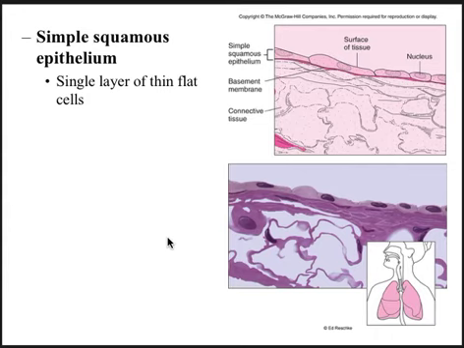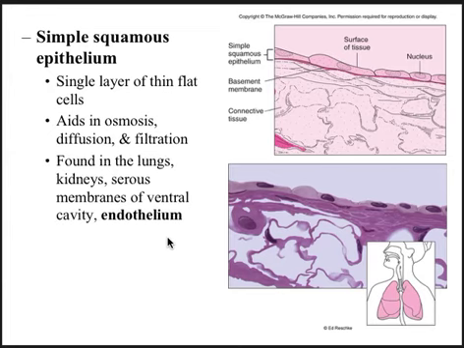The junctions between the cells are very tight, and so generally, if substances are going to pass through this layer of tissue, they're going to have to go through the epithelial cell itself, and that can be facilitated by a variety of membrane proteins that provide for both active and passive transport. They aid in osmosis, diffusion, and filtration.